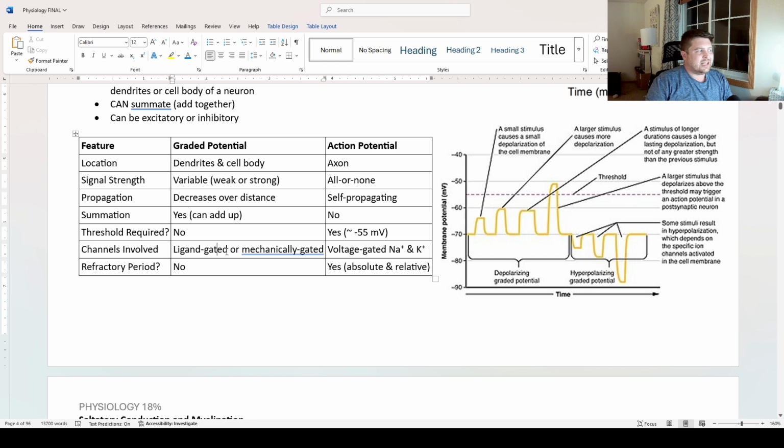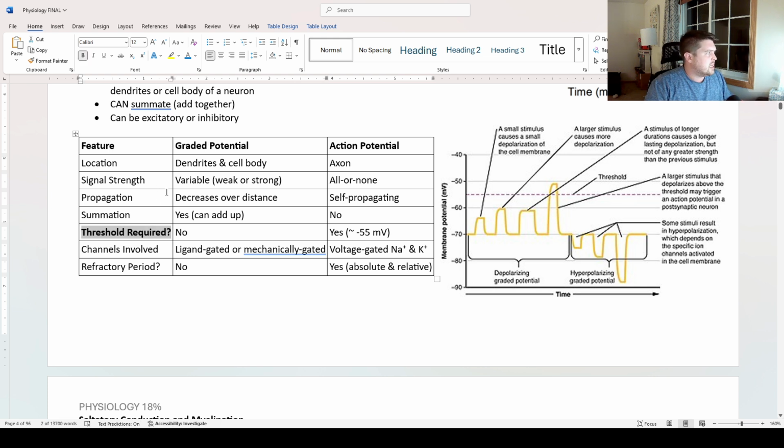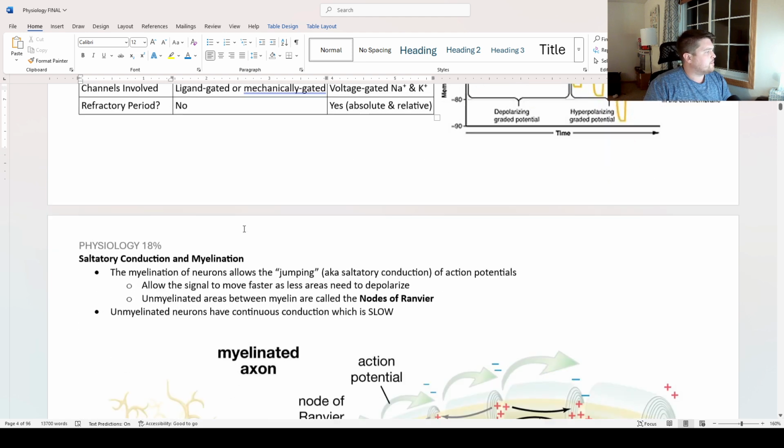Graded potentials are typically ligand or chemically gated or mechanically gated channels, whereas action potentials are voltage gated. Graded potentials, because they can sum together, do not have a refractory period, whereas the action potential has the absolute and the relative refractory period. Most likely things to get questions on are the threshold as well as the signal strength, the variable or all or nothing principle. Those are the two big ones that they like to ask questions about.